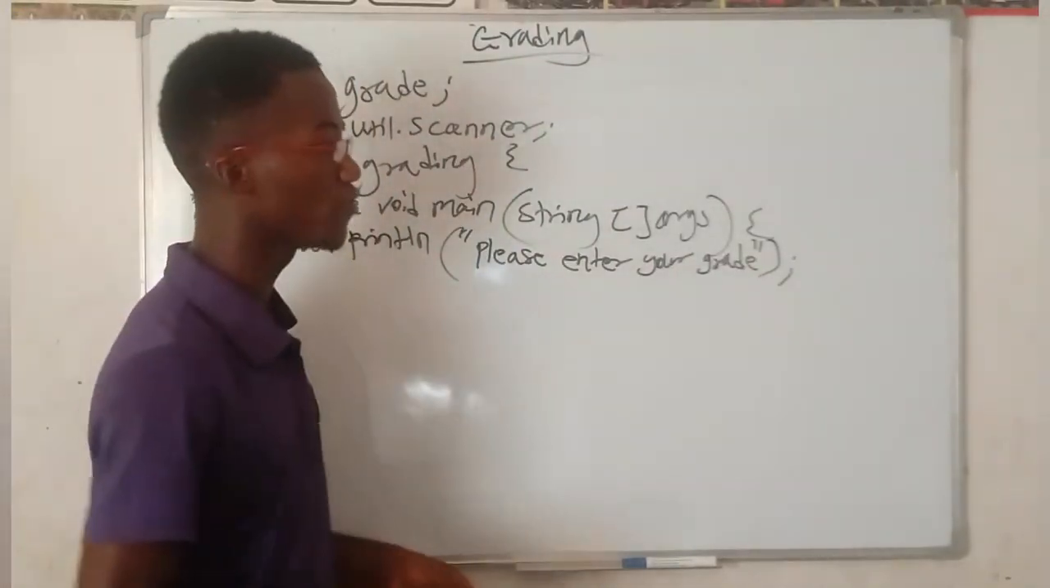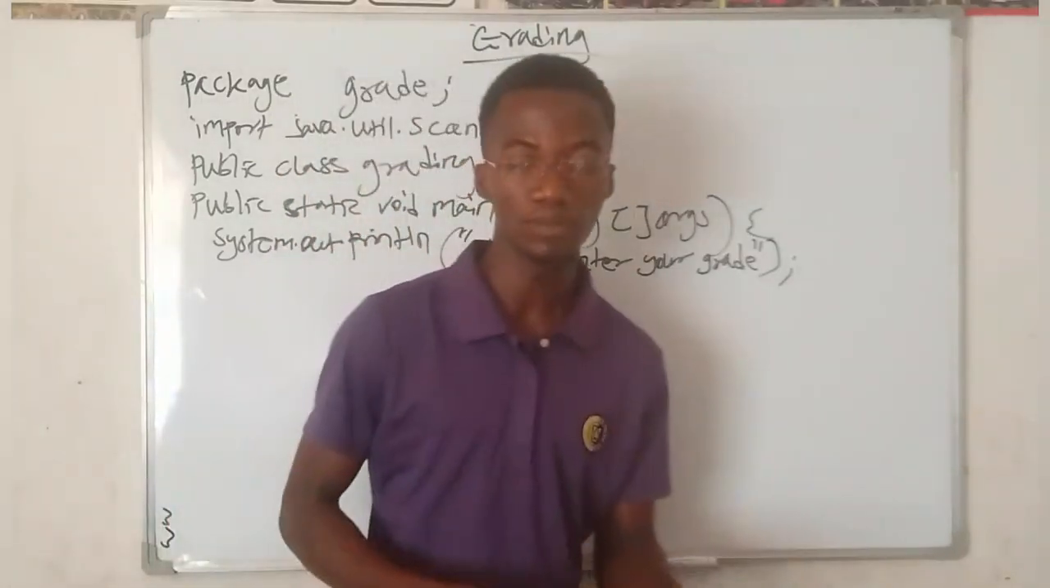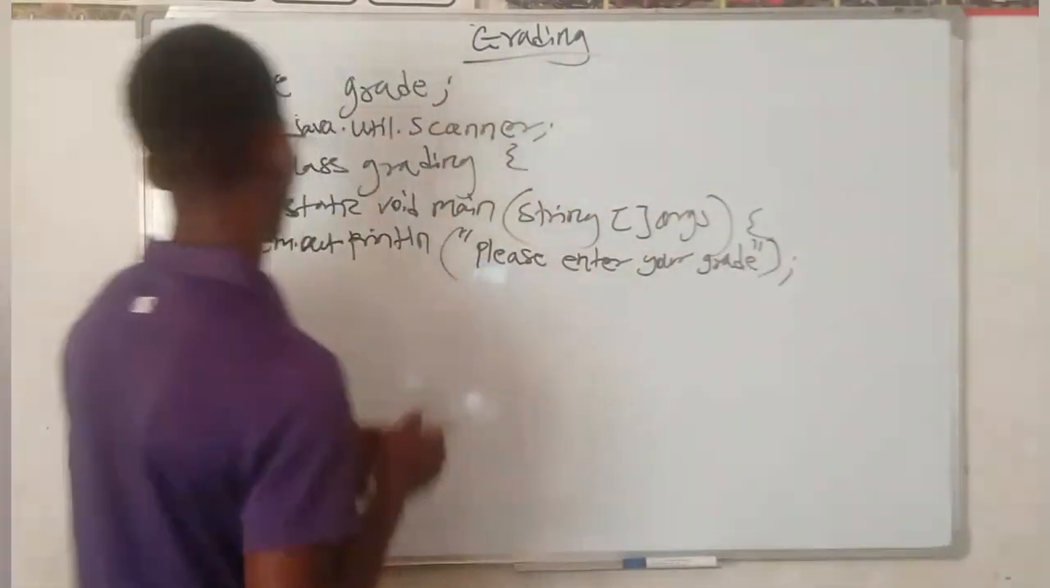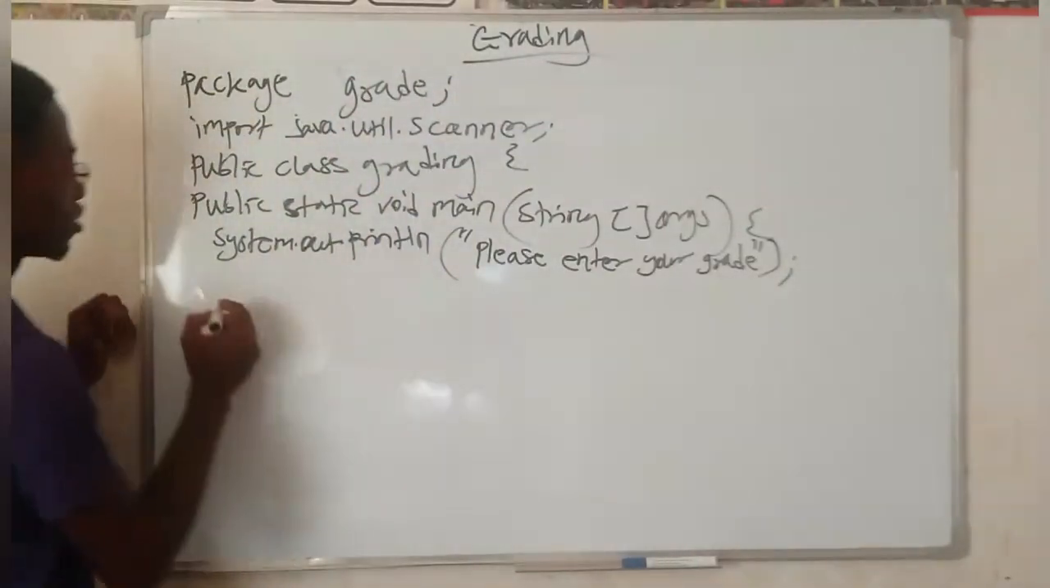I told you in the previous tutorial that variables are placeholders in memory. They are there to store values. Alright? So therefore, I'm going to say int.